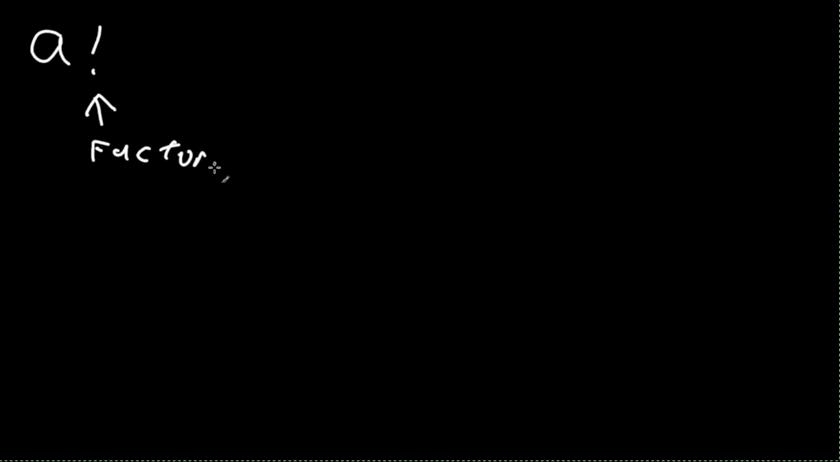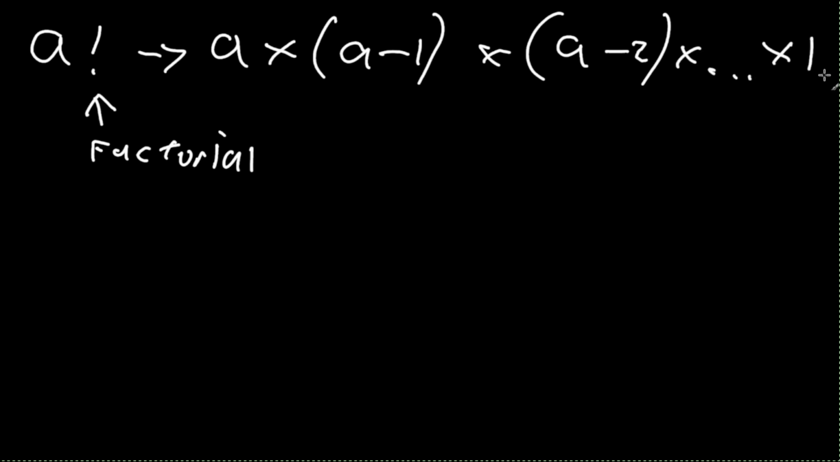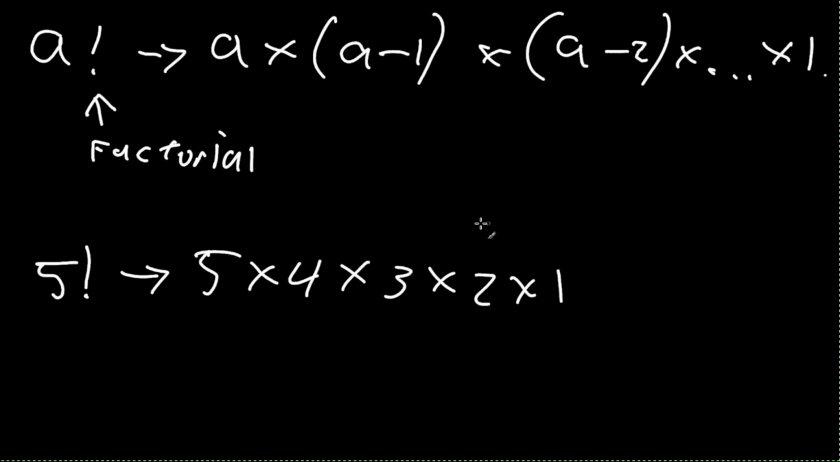Alright, but first let's revise factorials. This sign here means this is a factorial, and for A factorial, this evaluates to A times A minus 1 times A minus 2 and onwards all the way to 1. So for instance, 5 factorial evaluates to 5 times 4 times 3 times 2 times 1.